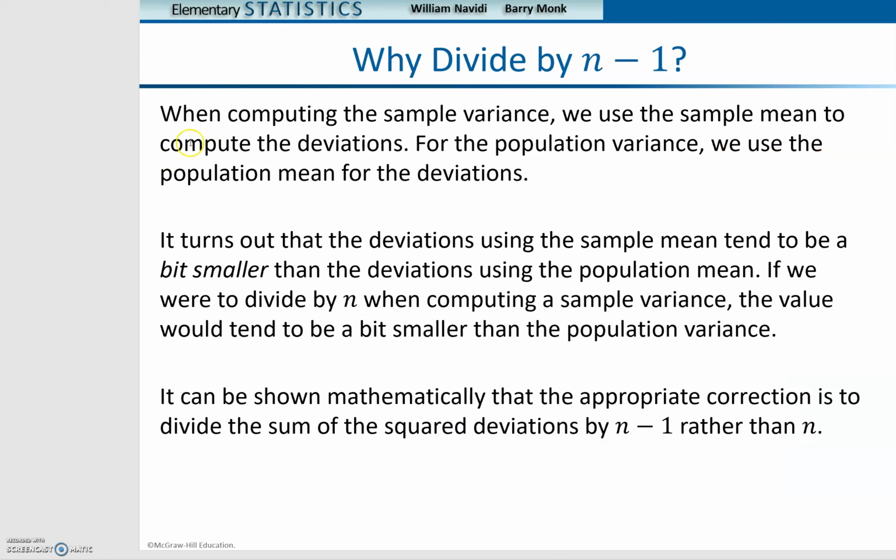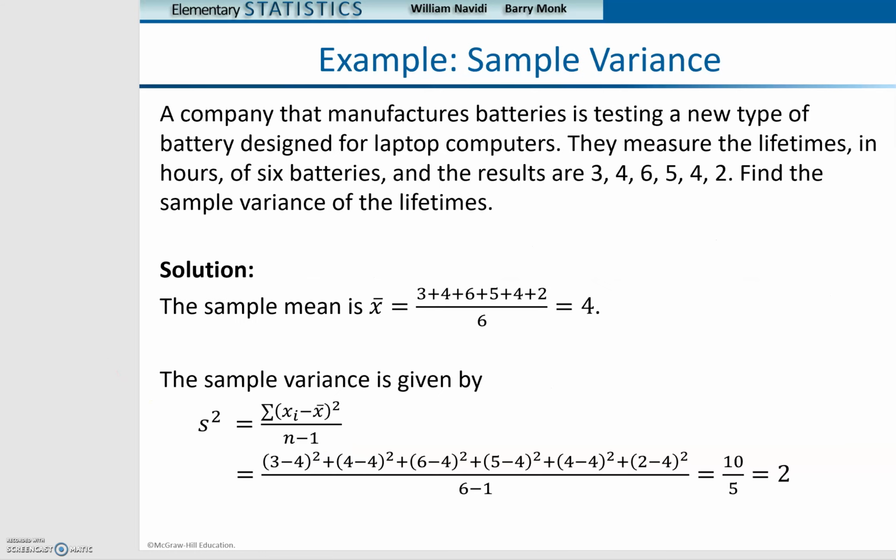So why do we divide by n minus 1? Well, when computing the sample variance, we use the sample mean to compute the deviations. For the population variance, we use the population mean for the deviations. It turns out that the deviations using the sample mean tend to be a bit smaller than the deviations using the population mean. If we were to divide by n when computing a sample variance, the value would tend to be a bit smaller than the population variance. It can be shown mathematically that the appropriate correction is to divide the sum of the squared deviations by n minus 1 rather than n. So when you're doing a sample, you just divide by n minus 1.